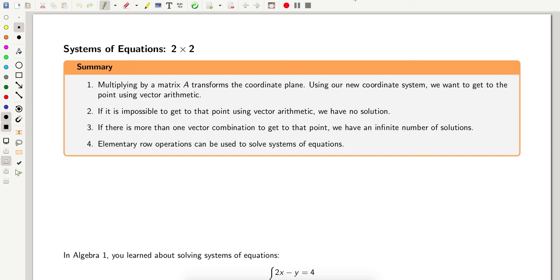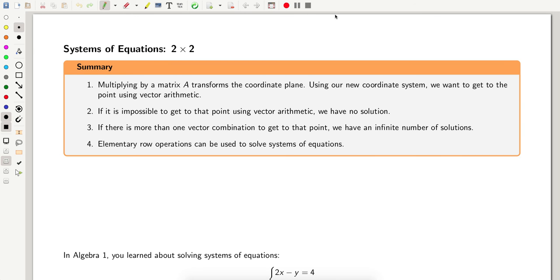Hi, welcome to our video introduction on 2x2 systems of equations. We're going to use the transformations of the coordinate plane that you get from matrix multiplication that we talked about in the last section to solve 2x2 systems of equations.